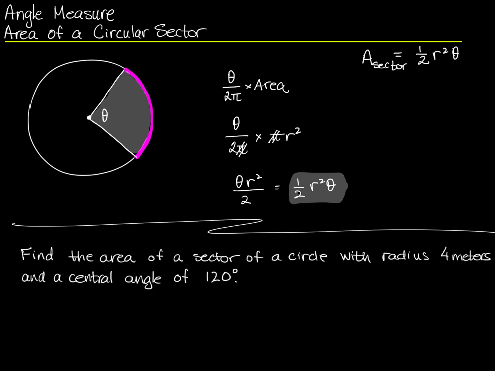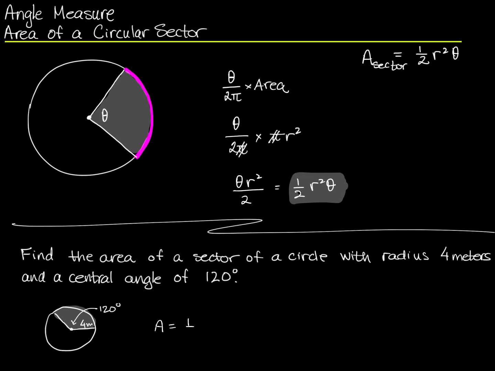Here's an example. Find the area of a sector of a circle with radius 4 meters and a central angle of 120 degrees. Let's draw this quickly. My radius is 4 meters. And the central angle is 120 degrees. Well, 120 is more than 90, but less than 180, so it's something like this, just a ballpark. So I'm looking for the area of this sector here. I also know that my central angle is 120 degrees.